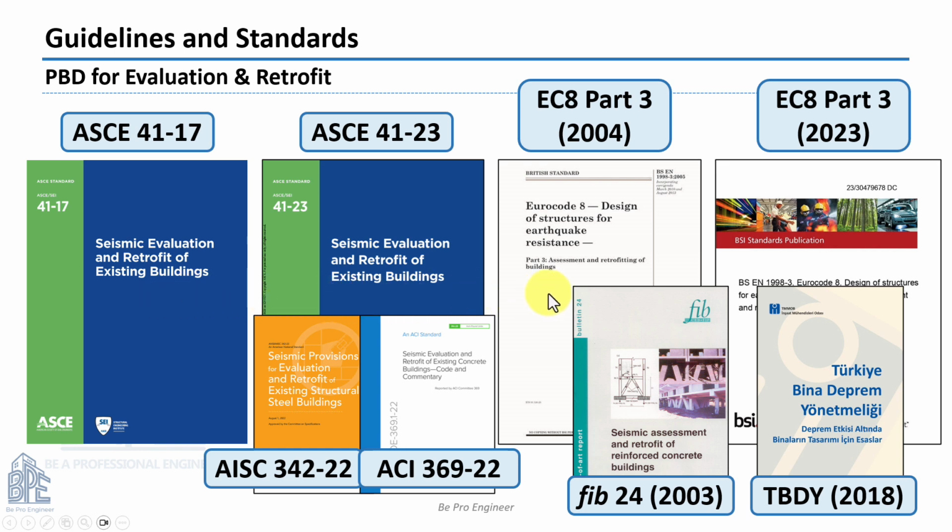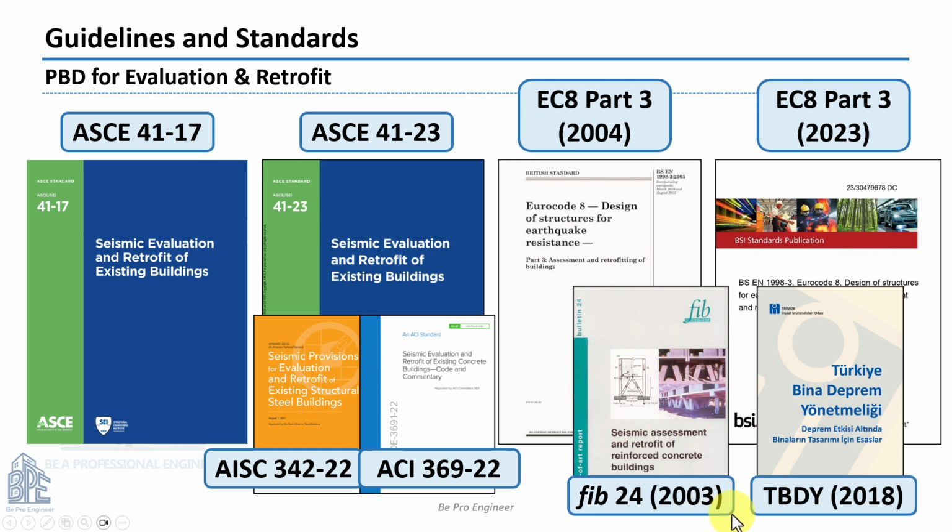Over in Europe, we have Eurocode 8, which was first published in 2004. It gives a brief mention of performance-based design and pushover analysis. There's also a new draft version from 2023 that's currently available. Another important reference is FIP Bulletin Number 24, published in 2003, which focuses heavily on the evaluation and retrofit of reinforced concrete structures. There hasn't been a newer edition of that one yet.